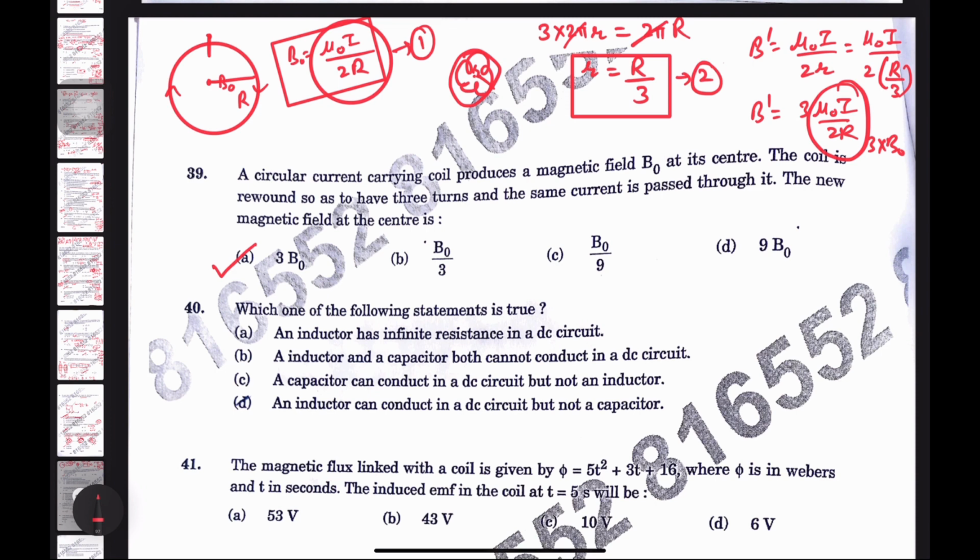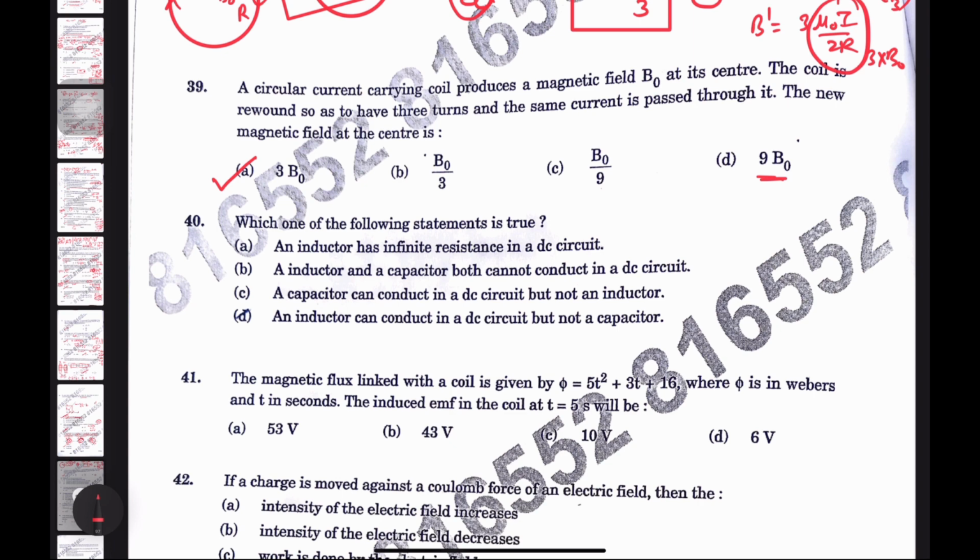So for question number 39, we are having the value 3 times B naught, but in the answer key it is mentioned 9 B naught. I have no idea which is accurate. I believe that I have done it right. So you could take a second opinion, and if you know the other answer, you can leave a comment over here.